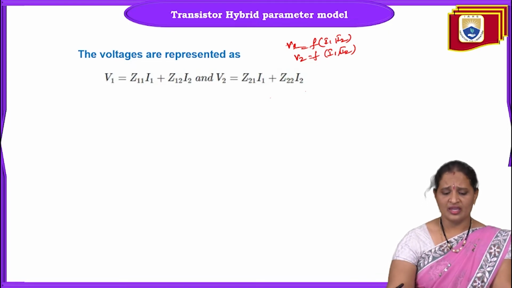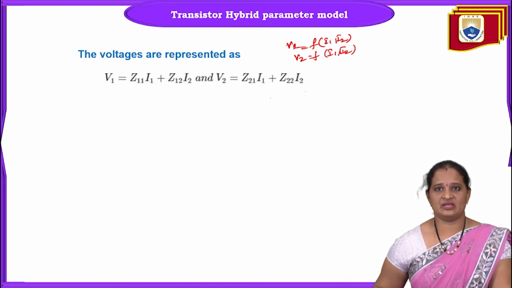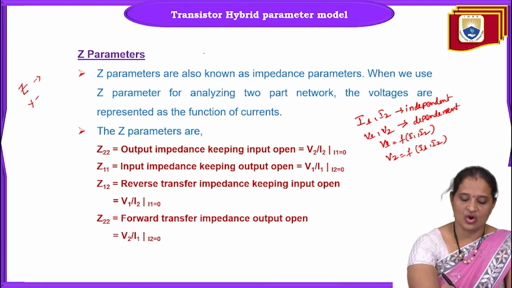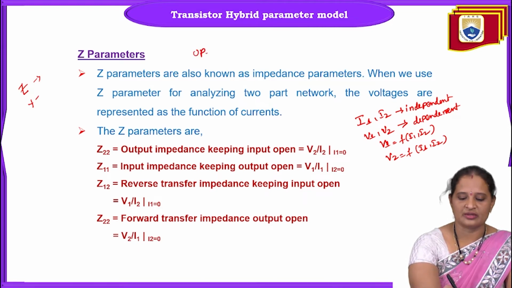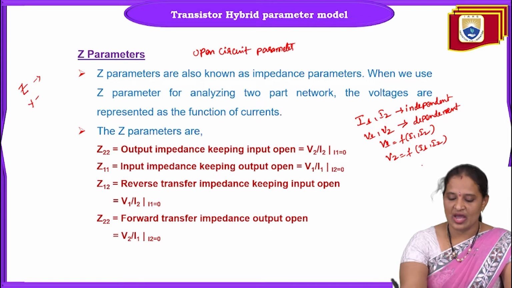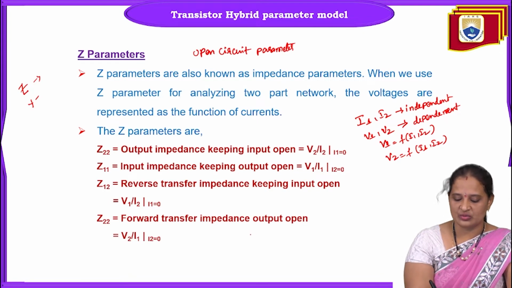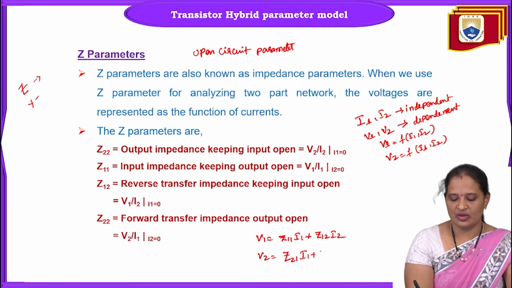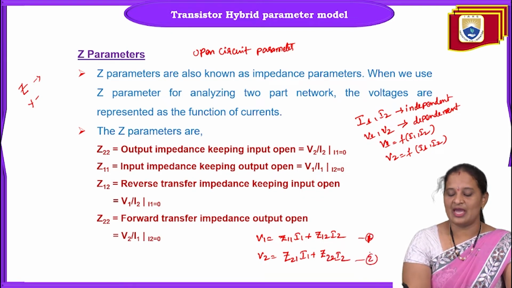These are the basic equations, and these parameters are also known as open circuit parameters. Why are these called open circuit parameters? As I told you, we have two equations: V1 is equal to Z11 into I1 plus Z12 into I2, and similarly V2 is equal to Z21 into I1 plus Z22 into I2. These are the first equation and the second equation.